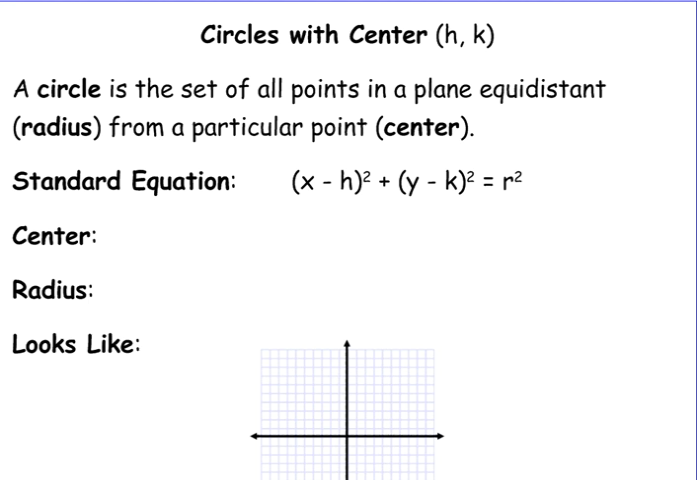A circle is the set of all points that are equidistant from a particular point. All the points in the circle are the same distance from your center, and that distance is what we call the radius. Your standard equation: (x minus h) squared plus (y minus k) squared is equal to r squared. The center is positive h, positive k. You change the signs. They're not always positive. You just change those signs when you take it out of the equation. Those minuses mean change the signs.